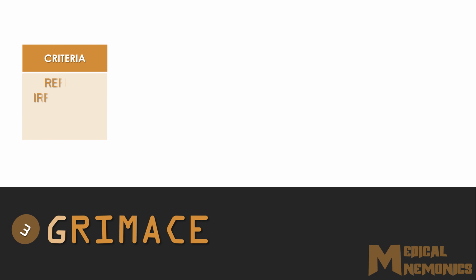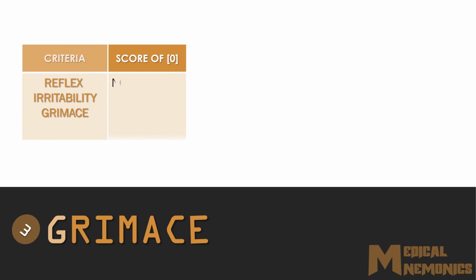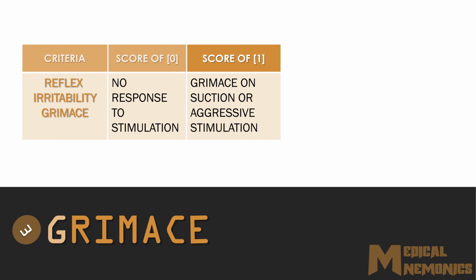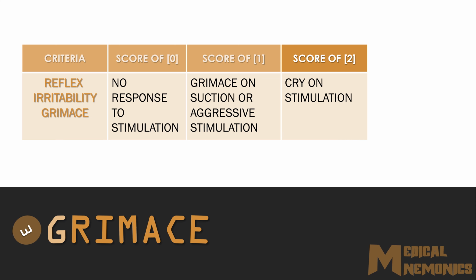The G stands for grimace, the criteria for which is reflex irritability. A score of 0 is given when there is no response to stimulation. A score of 1 is given when there is grimace on suction or aggressive stimulation. A score of 2 is given when the baby cries on stimulation. And this is what makes the grimace component of the APGAR score.